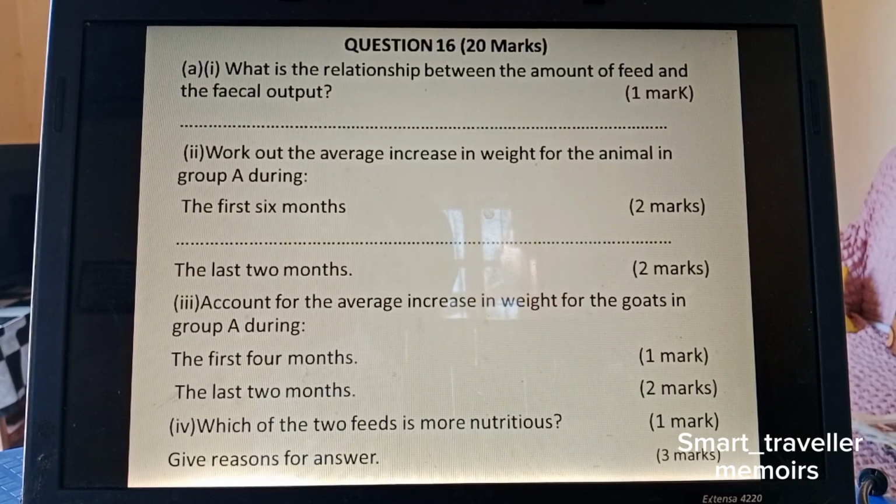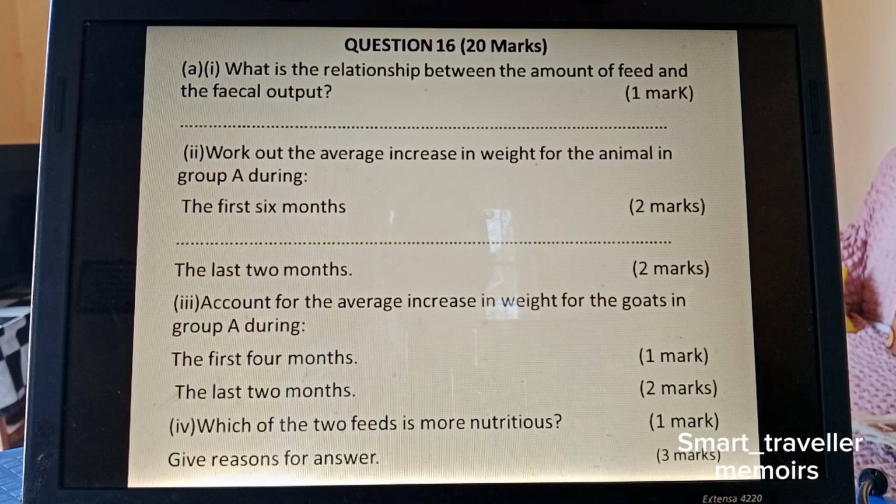So the question was this. Question A was, what is the relationship between the amount of feed and the fecal output? You are given 1 mark. Work out the average increase in weight for the animal in group A during the first 6 months. So please try before you look at the answers. They follow after this.